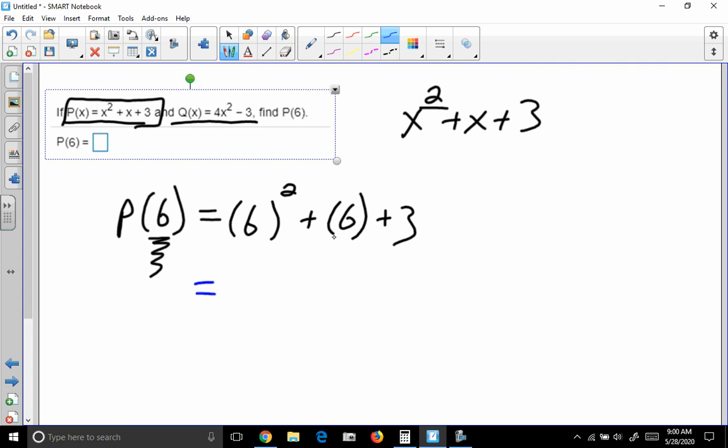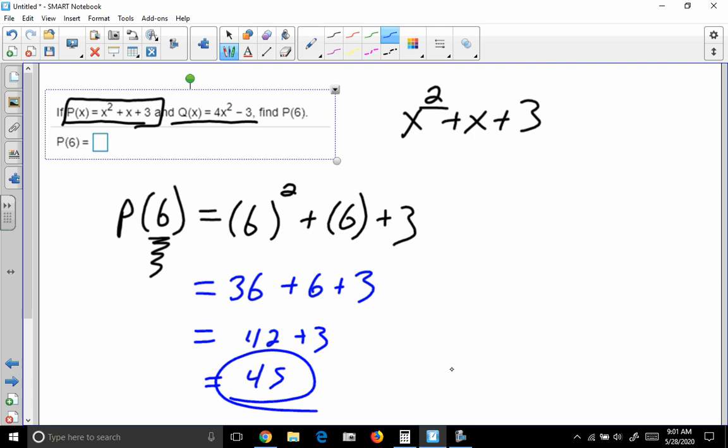So inside parentheses, there's nothing to do, so we do exponents next. 6 squared, so 6 times 6 is 36. Bring down the other two terms. Now we just have adding, so we can go left to right. 36 plus 6 is 42. 42 plus 3 is 45. So we just evaluated a polynomial function at a specific number.